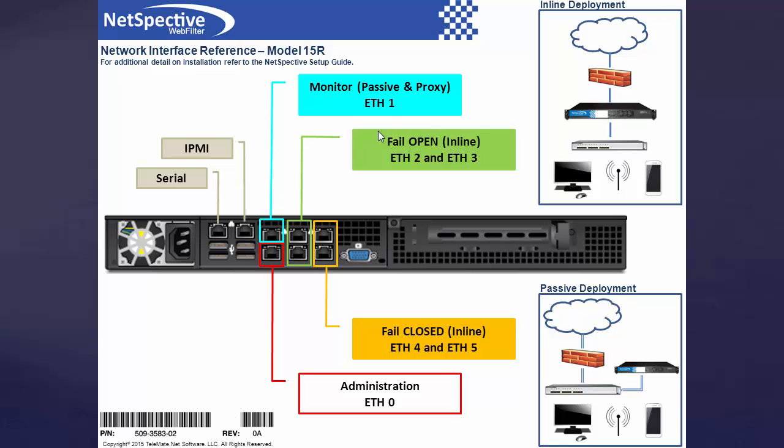Here we have our 15R hardware model. This supports passive, proxy, as well as inline modes. As you can see with inline, we can have both a fail open as well as a fail closed model. On the right, you can see how these are deployed. The inline mode is fully inline in the network. And with the passive deployment, the appliance just sits off of the switch, monitoring traffic without interfering with it.